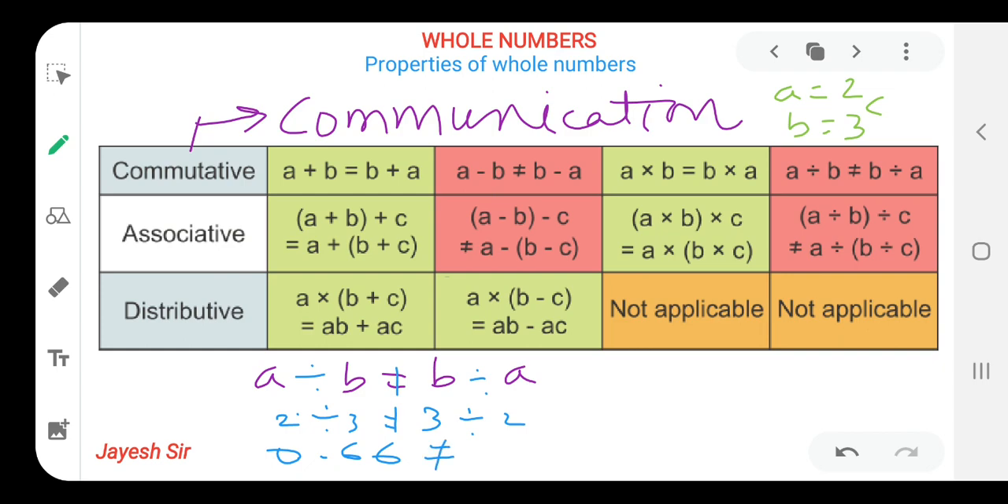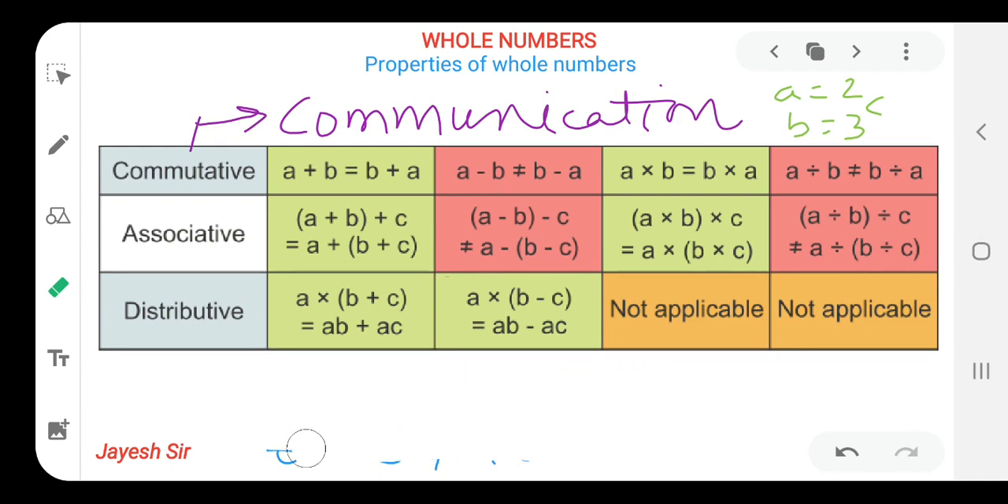That is not equal to 3 divided by 2, where our answer is 1.5. So we can see our answer is different in both cases. That means it does not satisfy under subtraction and division, and it satisfies under addition and multiplication. I hope you all are getting it, and that's very easy, as we have understood the concept very deeply and seen how it is derived.